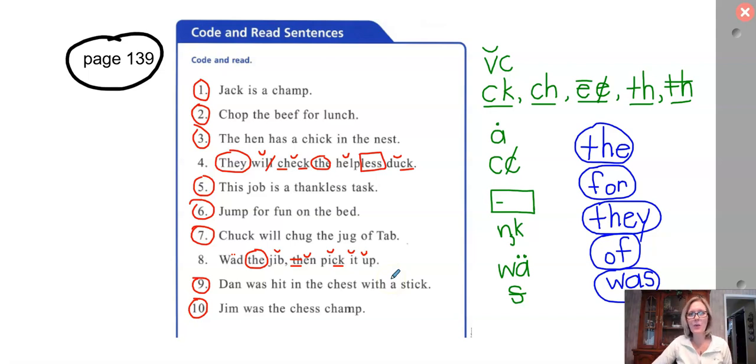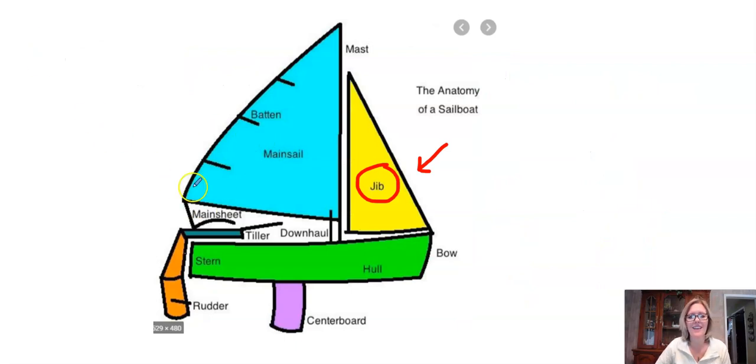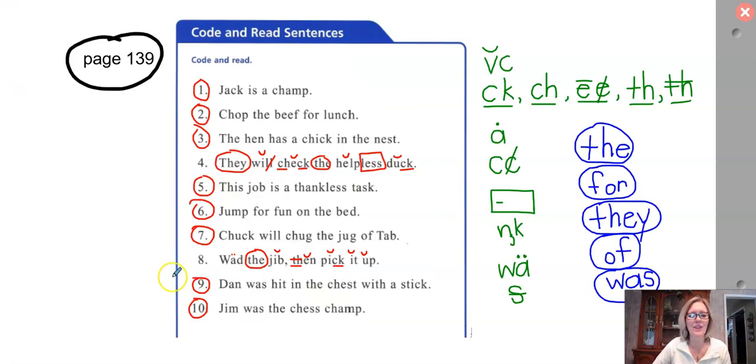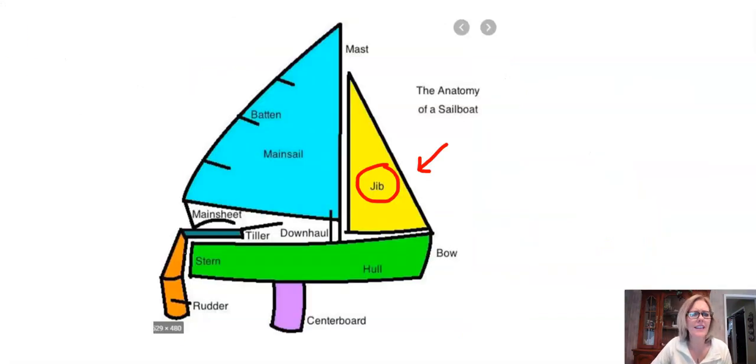Good. Now, I didn't know what a jib was or why you could wad it up, because I thought maybe wad up paper, but I looked it up and so I have a picture of that for us. A jib is a sail on a sailboat, the smaller triangular one. So I guess if you were to grab the jib, you could wad it up. That was what our sentence was about. Wad the jib, wad it, and then pick it up. I thought y'all might be interested in that.